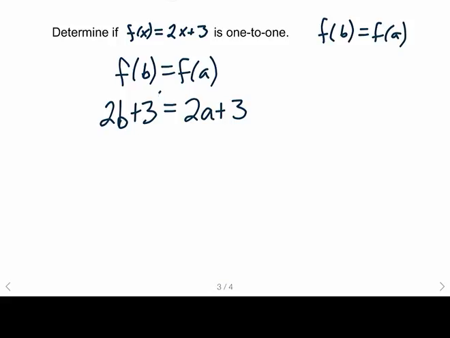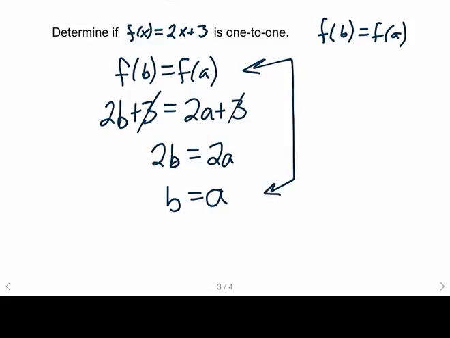If I'm solving for b, then I can subtract 3 from both sides and end up with 2b is equal to 2a. Dividing by 2 gives me that b equals a. And so we started with the assumption that f of b equaled f of a, and we ended with the conclusion that b equals a. This means that f is a one-to-one function. That's what we're looking for in order to be able to say yes, f is a one-to-one function.